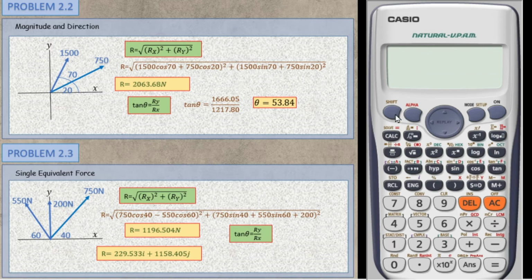So shift tangent. For magnitude first, square root of A squared plus B squared, so it is 1196.504. And then for direction, Ry over Rx, so it has 75.50 degrees. Okay, so that will be our problem 2.3.